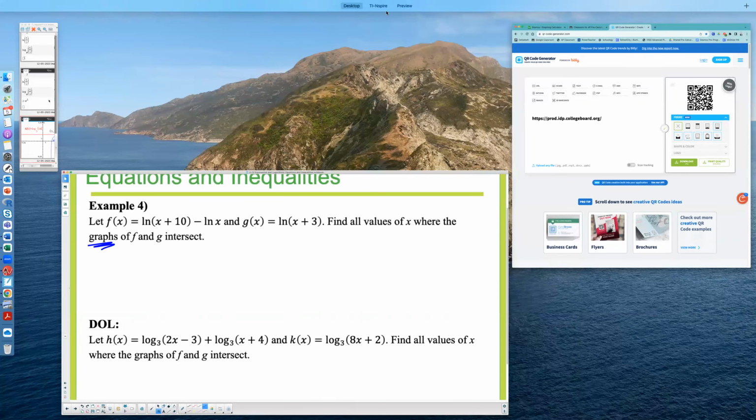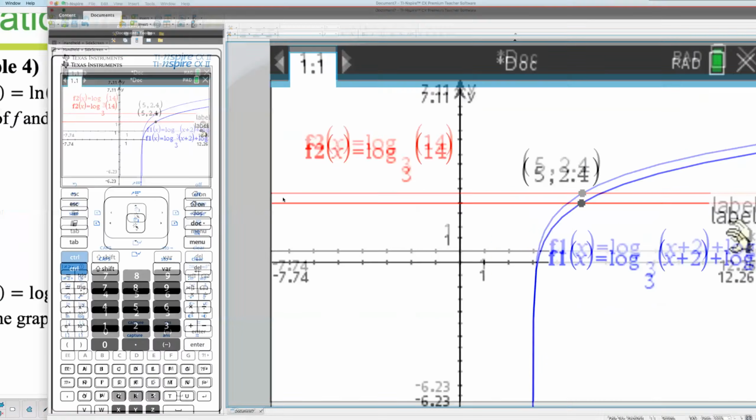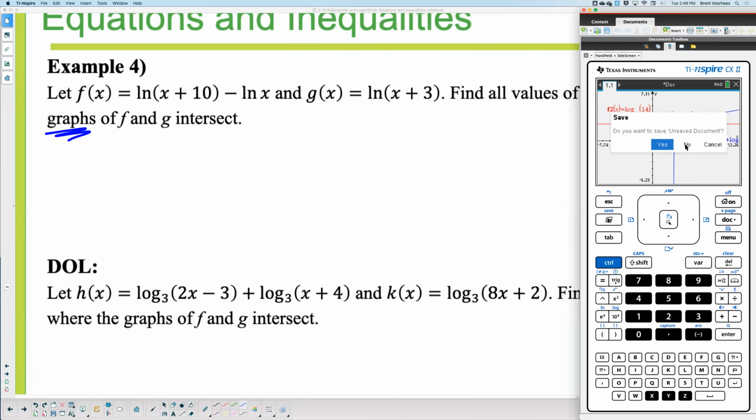So I'm going to open up my Inspire. Let me get it to where I can graph easier. And what we're going to do is graph these as two different equations. We have the natural log of x plus 10, which, by the way, will say that x has to be greater than negative 10, minus the natural log of x, which would say x is greater than 0. So we have to be greater than 0 because that's the number more to the right. That's our first graph. And notice it is just to the right of 0.